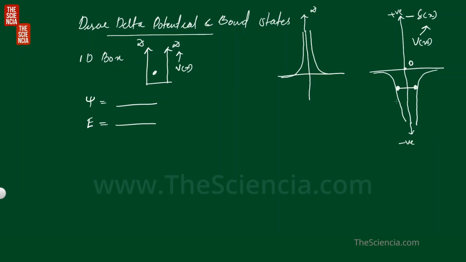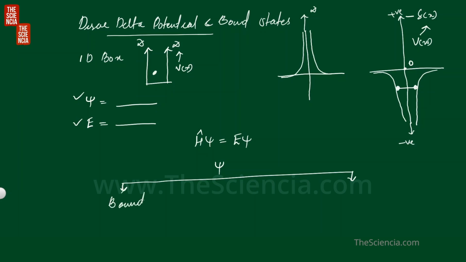So there is a bound state. So our target is to find out the wave function psi and energy E of this particle trapped in a Dirac delta potential. So we have to solve the Schrodinger equation, that is H psi is equal to E psi. When solving this Schrodinger equation, we get a psi value, and the psi value will correspond to two states. One is the bound state and one is the scattered state.